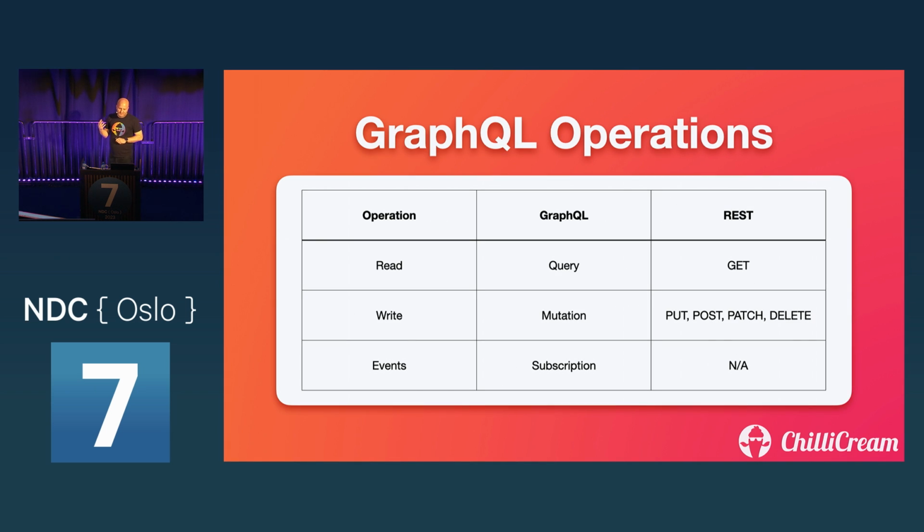So there are three operations in GraphQL. There are read operations, write operations, and we have events, which we call subscriptions in GraphQL. If you align them to REST operations, the query is the GET: side effect-free reads to my system. Mutation is the PUT, POST, PATCH, DELETE, everything that we want to change in your system. And subscriptions you don't have in REST. You could have something like SignalR, but in GraphQL it's built in.